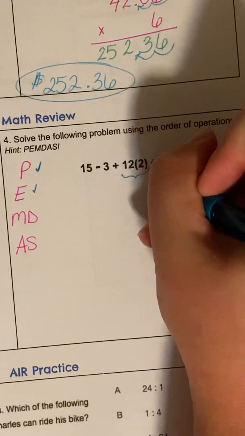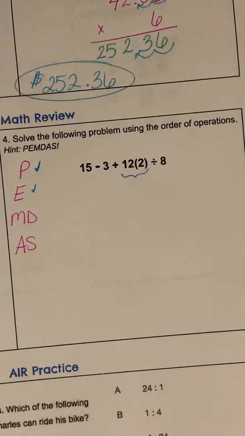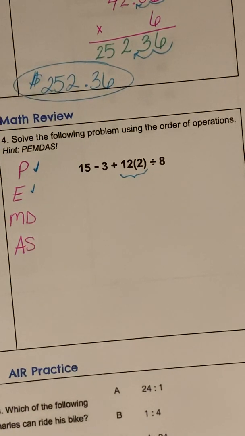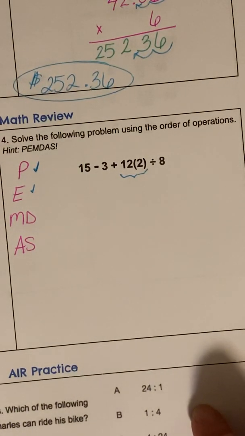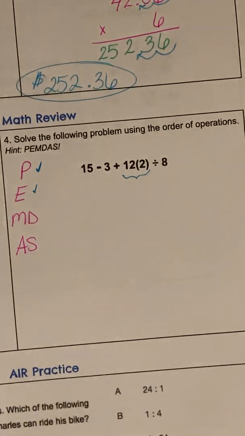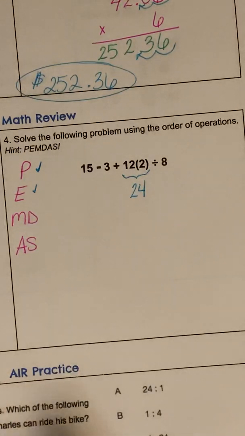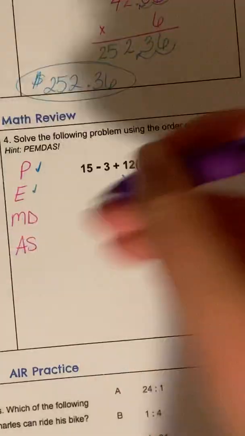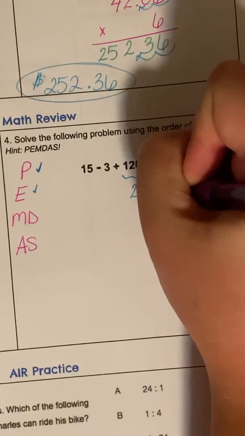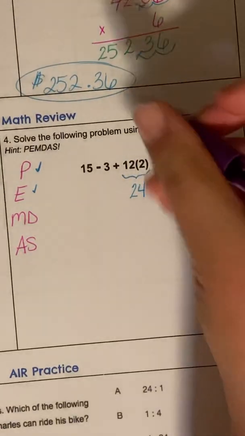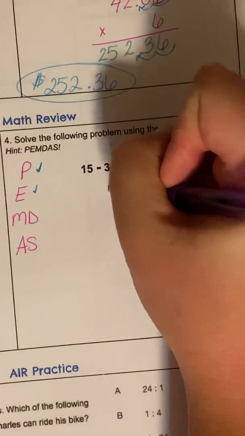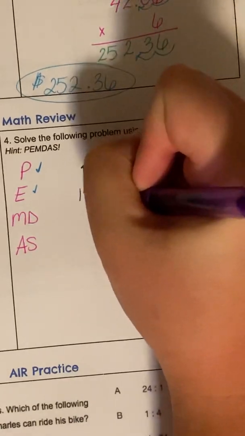So, 12 times 2. That 12, and then you have the parentheses 2. Remember, that means 12 times 2. So 12 times 2 is going to be 24. Now, bring everything else down. That is very, very important. Let's write it in purple. Bring everything else down that we did not use yet. So our divide by 8, we didn't use this, or this, or this, or this.